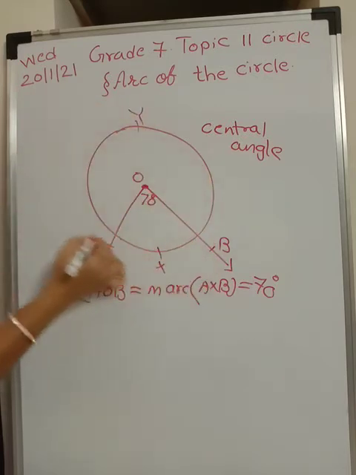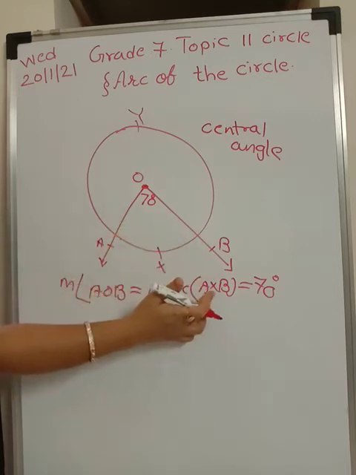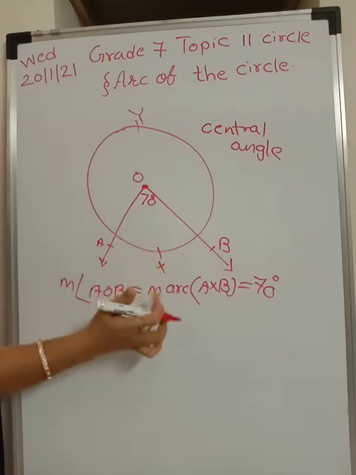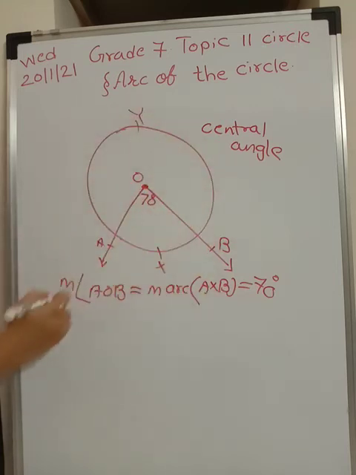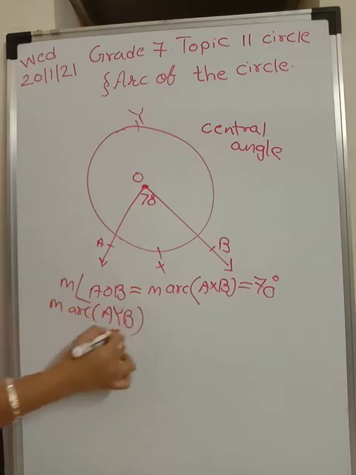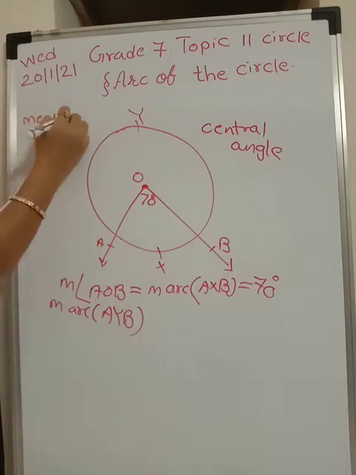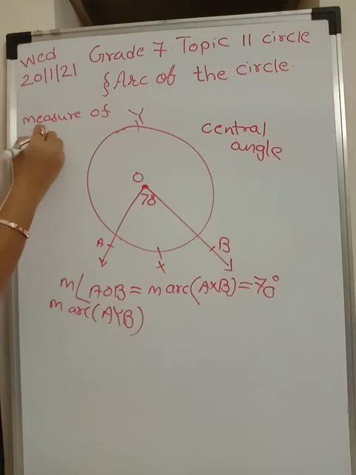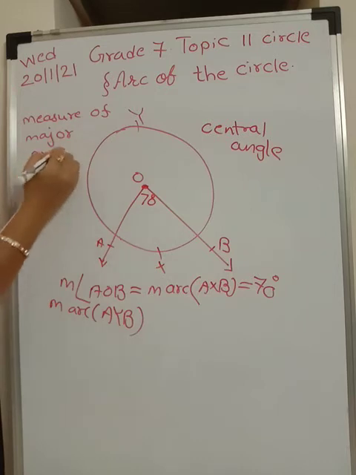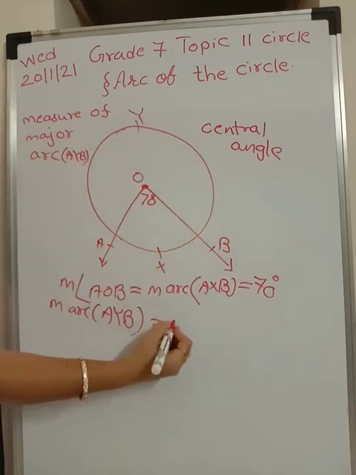You know the measure of the whole circle is 360 degrees. So if the measure of this arc AXB, which is the minor arc corresponding to the central angle, is 70, then the measure of this arc AYB, which is a major arc, what I am speaking of, is the measure of major arc AYB. The measure of major arc AYB would be the measure of the circle.